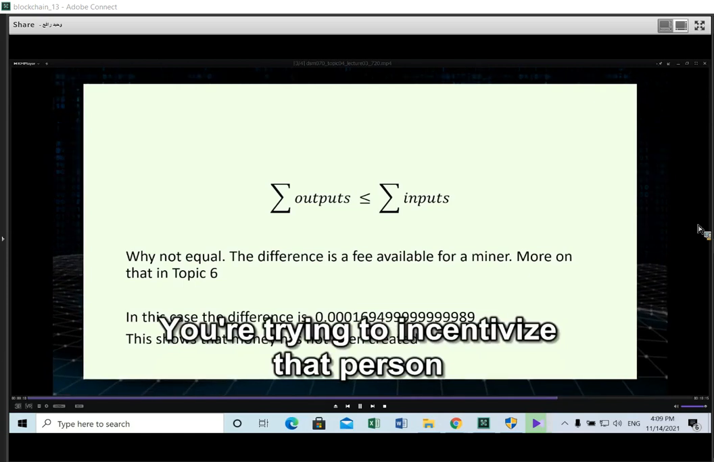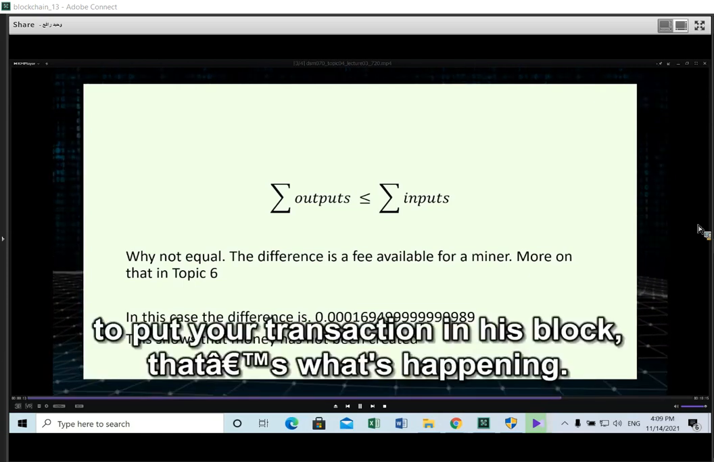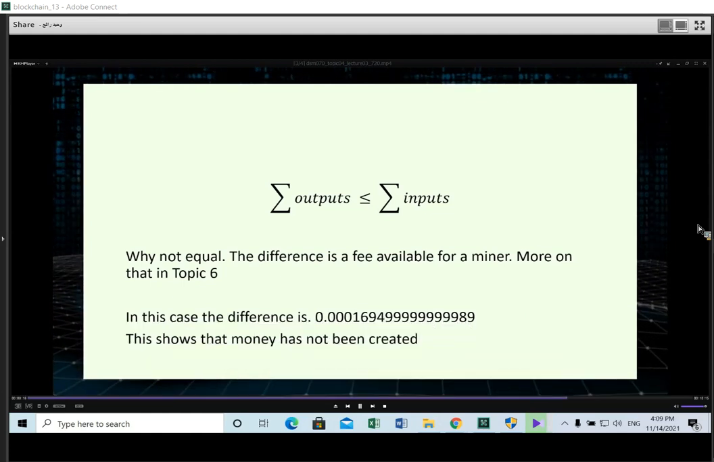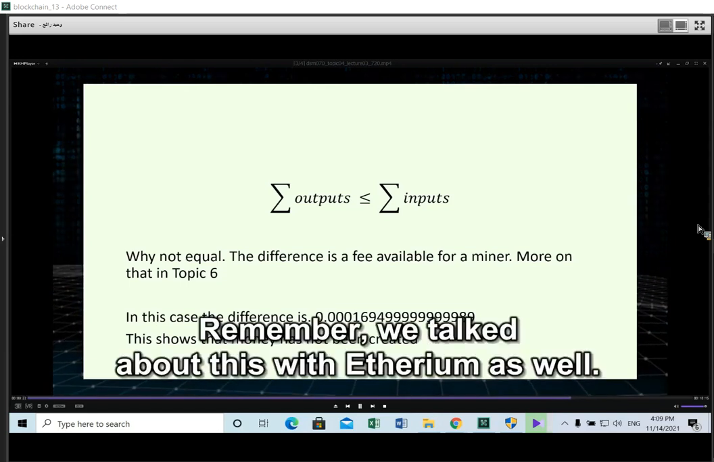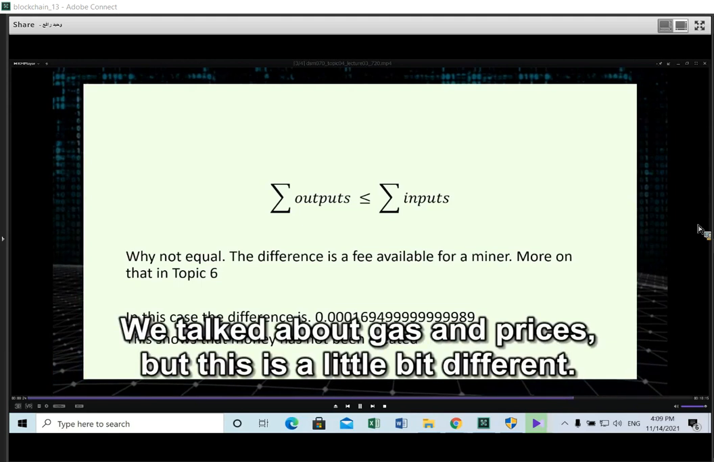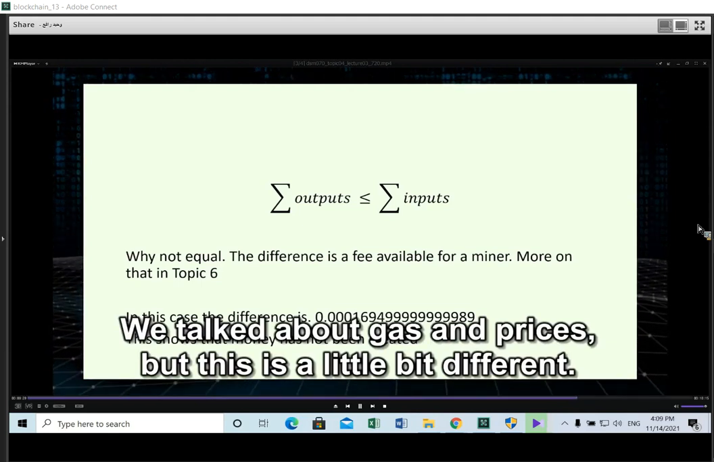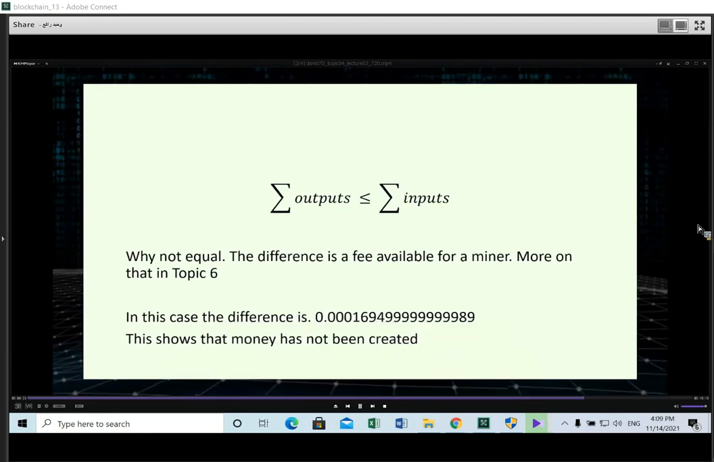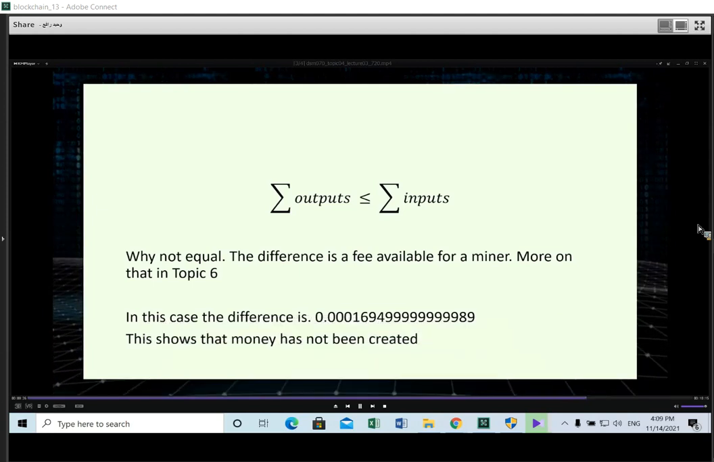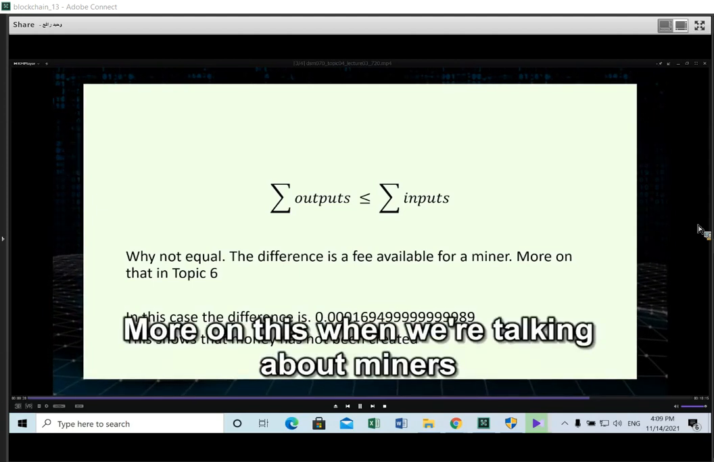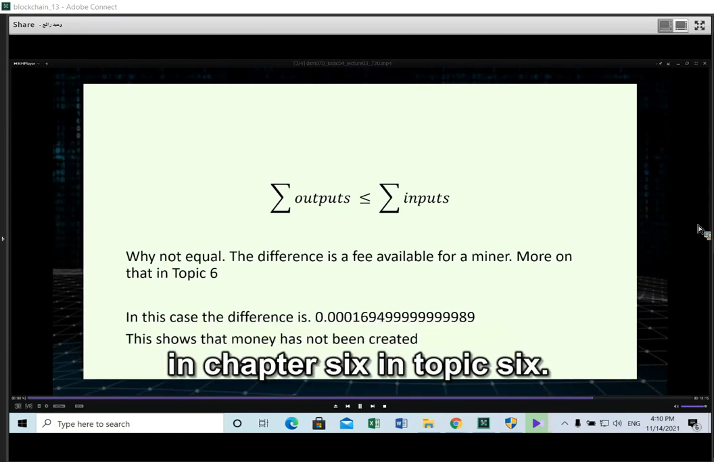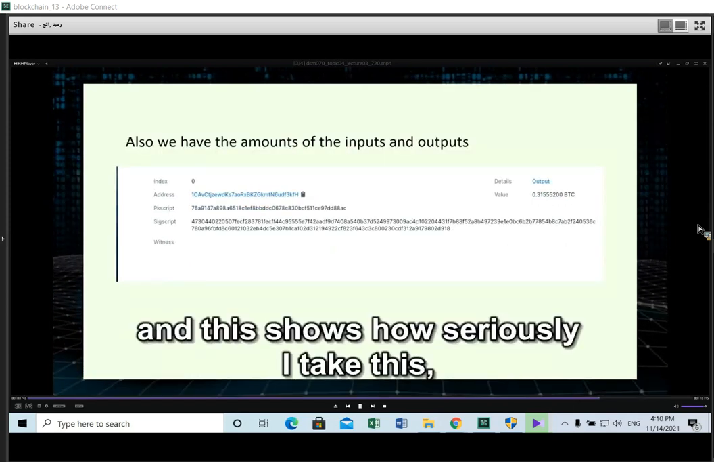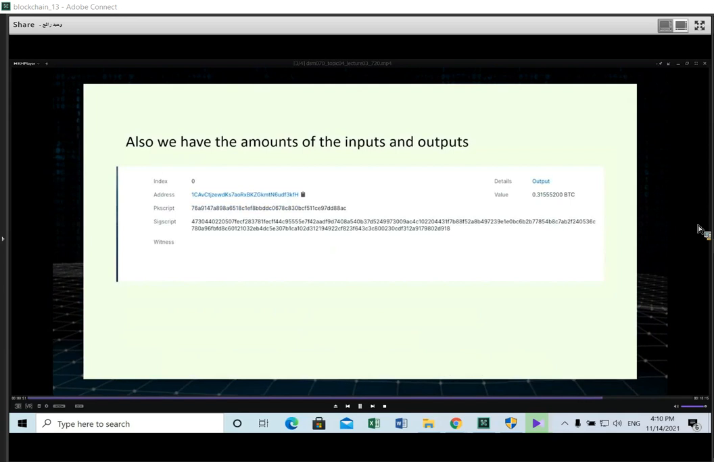But if I look at this example, and this shows how seriously I take this, this is a hard sum to do. Look at these outputs and that input. I added those two up. That's not that easy. I couldn't cut and paste. I did that and I found that the difference between the outputs and inputs in this particular case is that number there. And that's the fee that goes to the miner. And so the only transactions where money is created are what are called coinbase transactions.